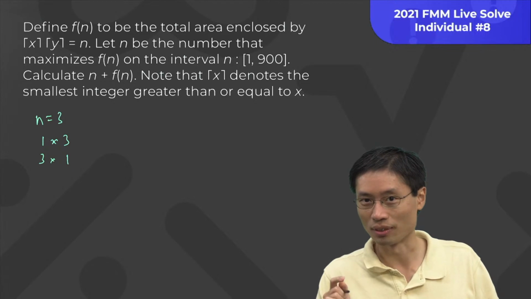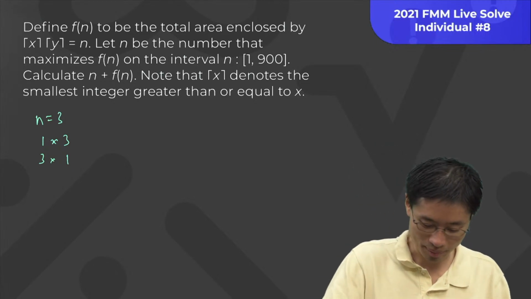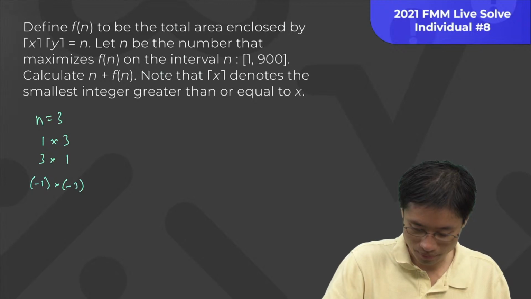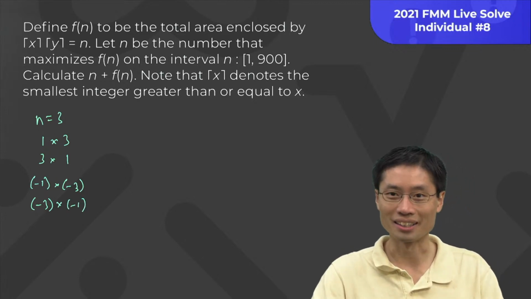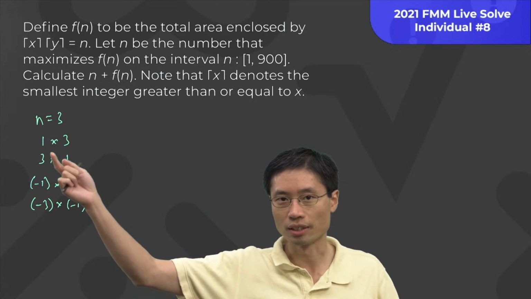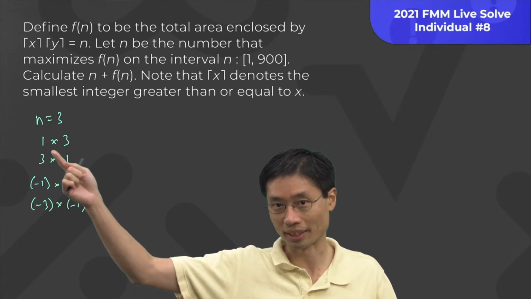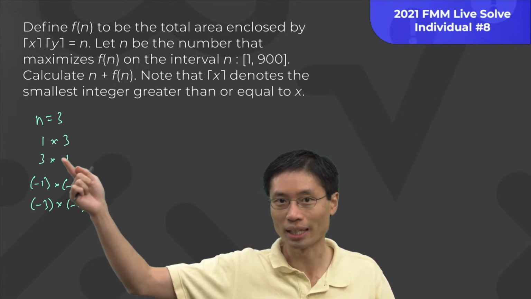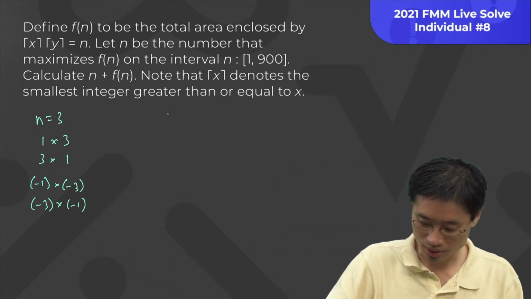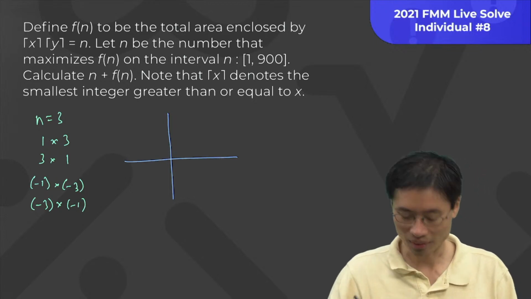Well, we've got to be careful. There's also negative 1 times negative 3, and there's also negative 3 times negative 1. Aha! Now if I'm thinking of how I could get the round up of x, also called the ceiling of x, to be 1, and the ceiling of y to be 3, let's draw some of these. So here are my coordinates.